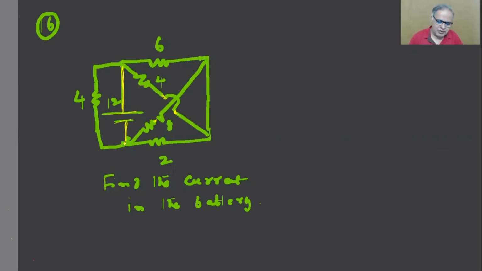Now tell me, how should I go? And this kind of a bypassing is what? No connection between this wire and that wire. Find the current in the battery. Where is the battery? Here, 12 volts. And no internal resistance is shown for the battery. So what should I do?